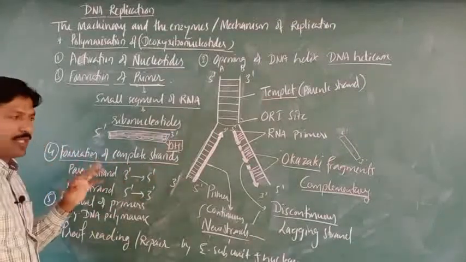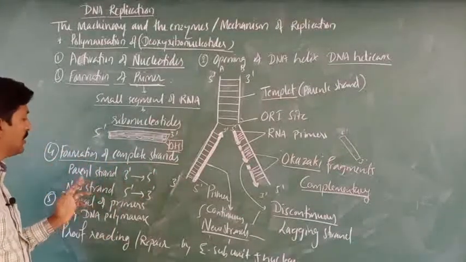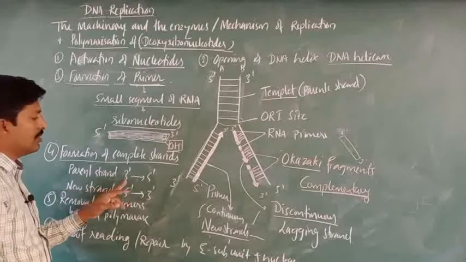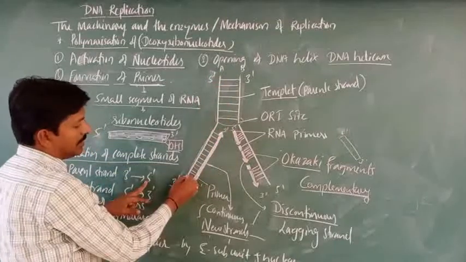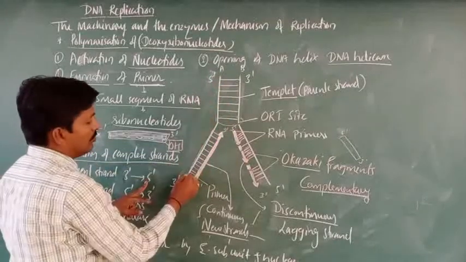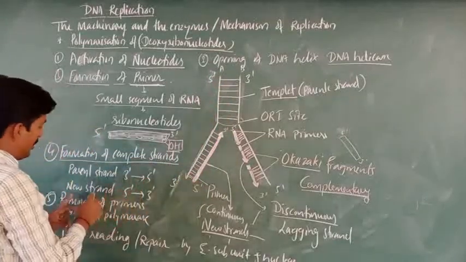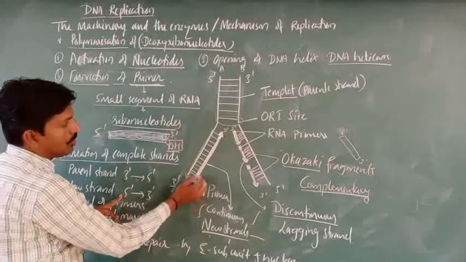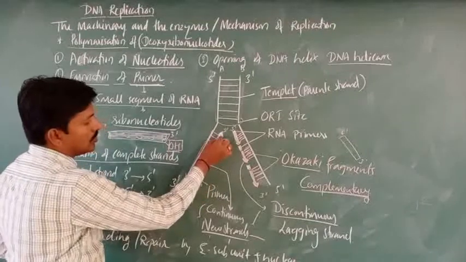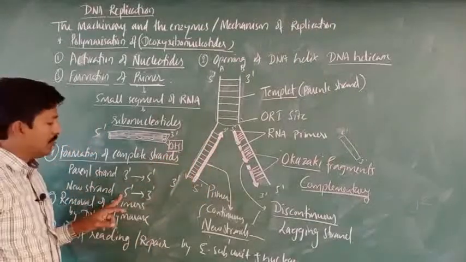During formation of the complete strand, the parent strand is always third prime to fifth prime, in this direction, right? And here the new strand begins from fifth prime to third prime. So this is what we can say is opposite.